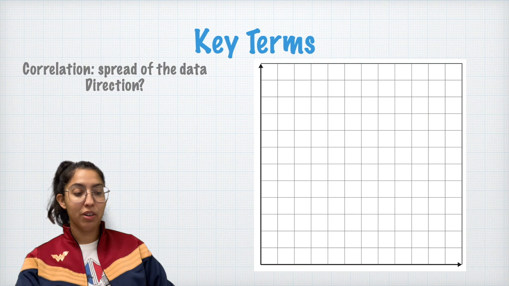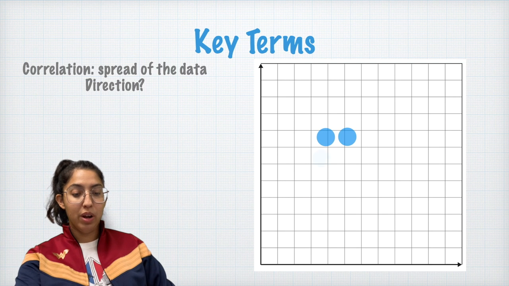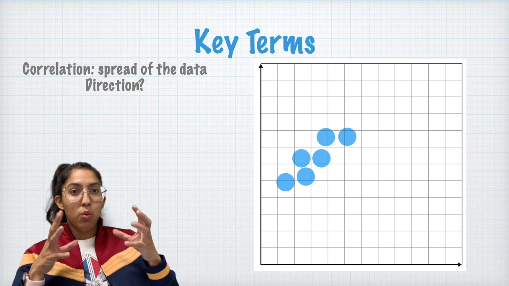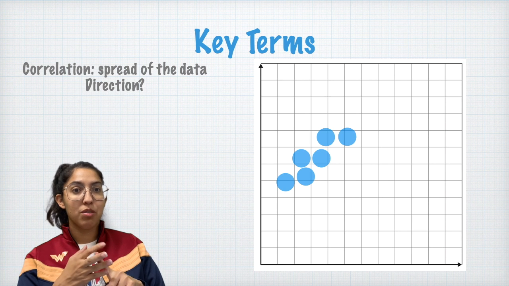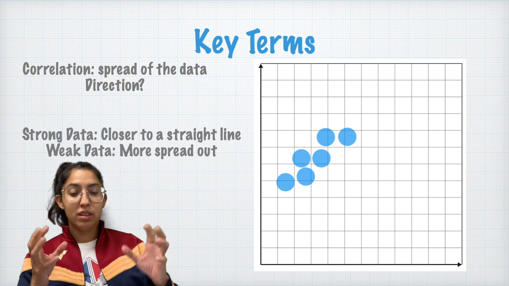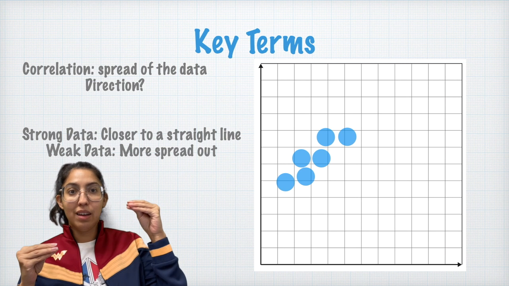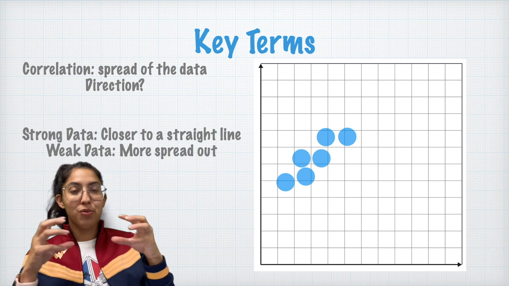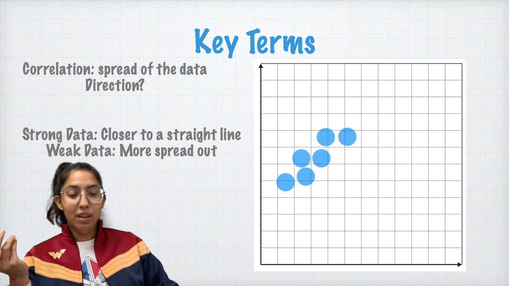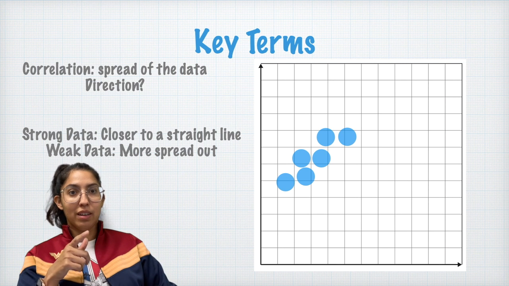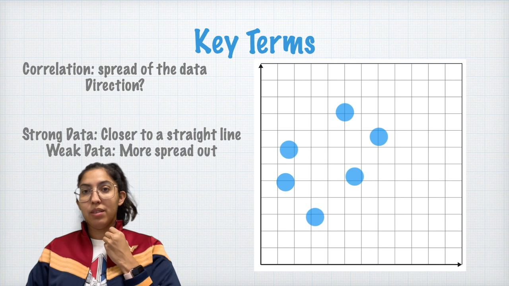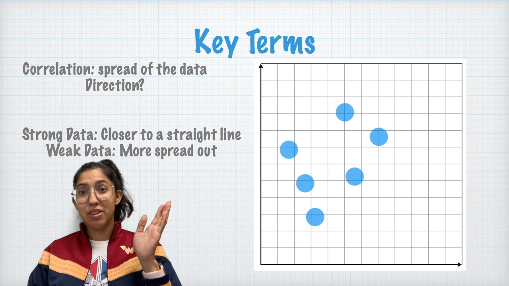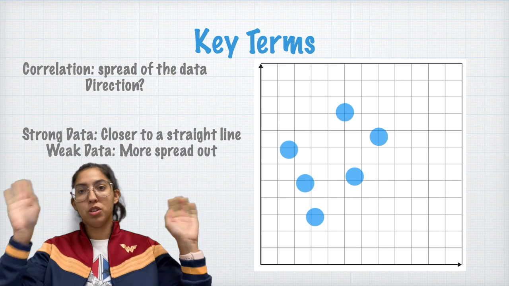Next, we are gonna look at just some random points. So we have to determine the strength of our data. So not just the direction. Direction is negative, positive, but now we want the strength. So if it is closer to making a straight line, then that is strong data. If it's more spread out, then that's weak data. So this would be considered strong data. If I move these points out though, like this, that would be considered weak data because it's like all spread out, okay?